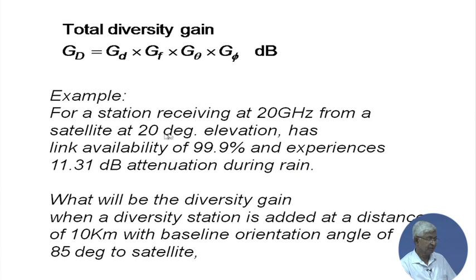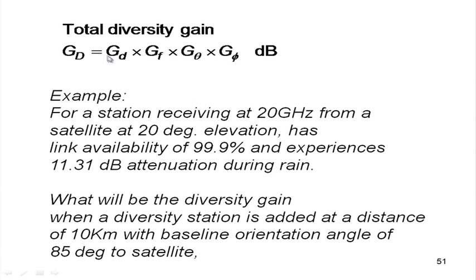The reason for showing you this type of example is to get familiar with some amount of number, how much advantage we get. You can see this is a Ka band operation, 20 gigahertz, and there is a diversity distance of 10 kilometer. Availability number is 99.9, and at this 20 gigahertz for a particular rain rate you get 11.31 dB attenuation. So what will be the diversity gain, the total diversity gain number?